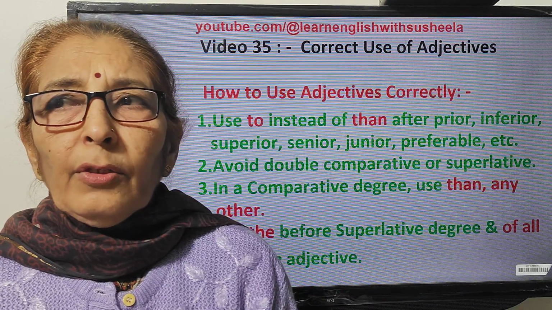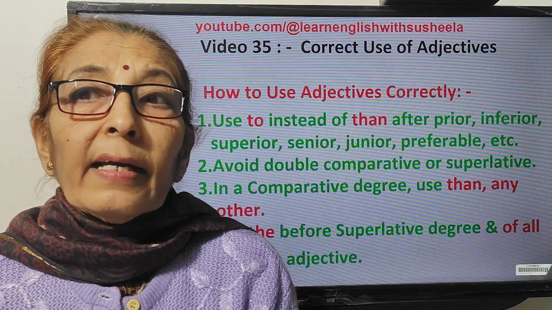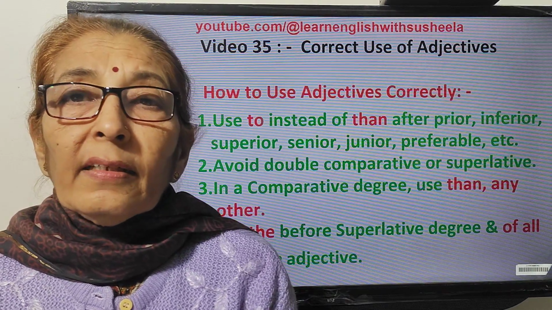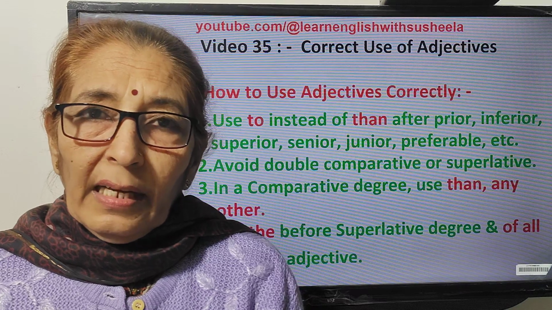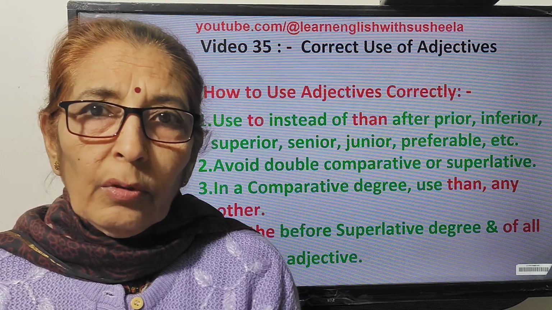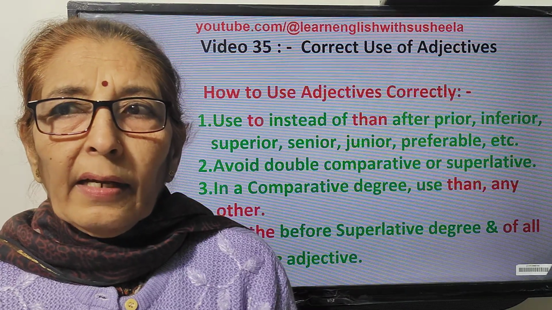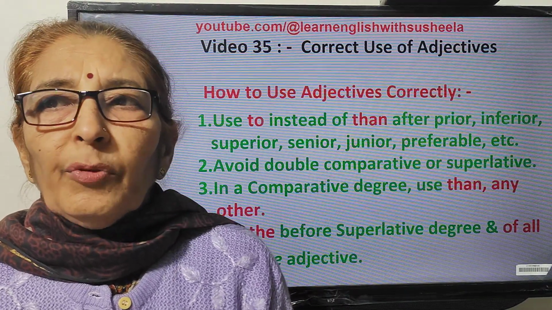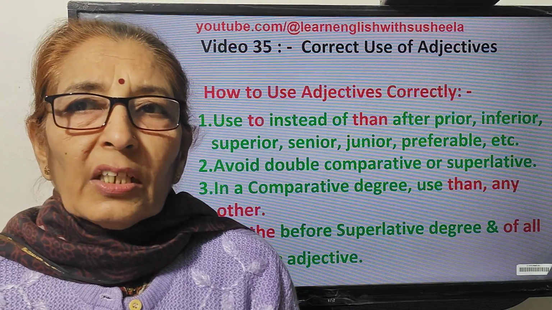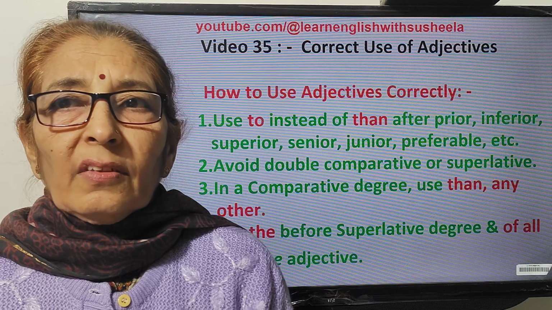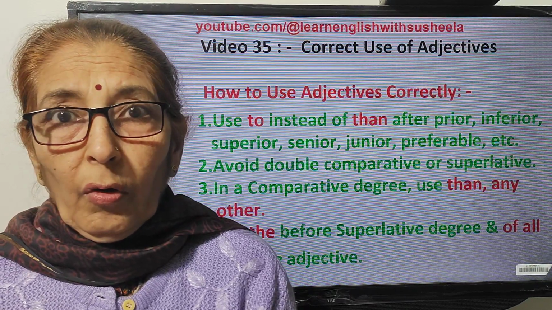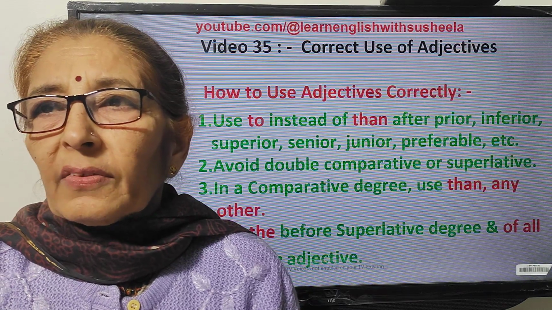In a comparative degree, use than any other. Than and any other. For example, he is better than any other student of the class. It means than is used with the comparative, and after that we have to compare one to the other only. That's why we use any other. And in the superlative, we use the before the superlative degree and of all after the adjective. Just as we can say, he is the best of all the students of the class. The best of all. Here the comparison is to all others.